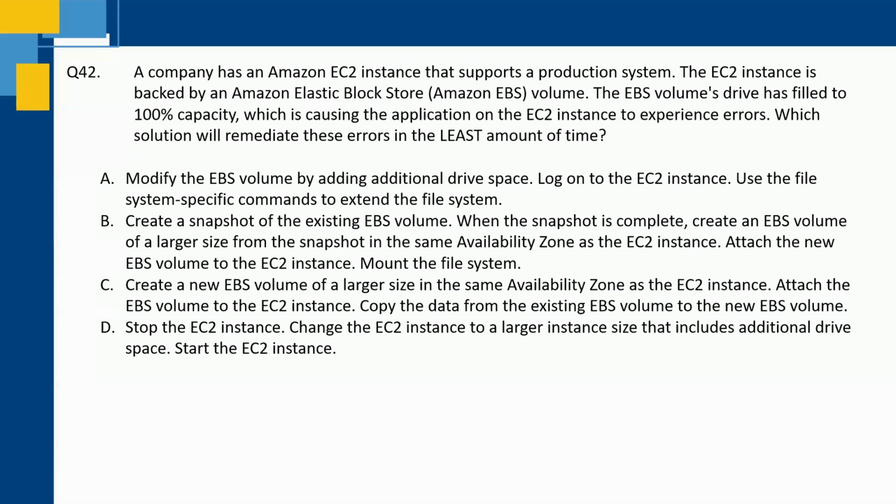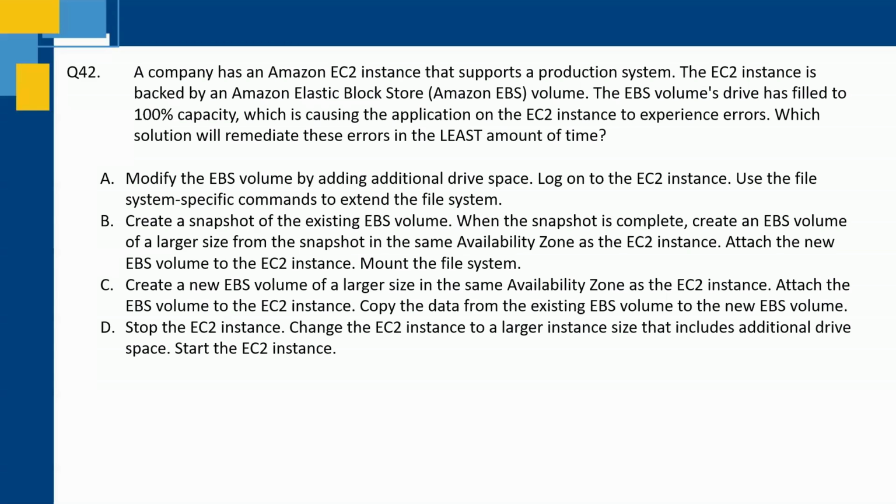Now the third option is create a new EBS volume of a larger size in the same availability zone as the EC2 instance. Attach the EBS volume to the EC2 instance and copy the data from the existing EBS volume to the new EBS volume. And friends, the final option is stop the EC2 instance, change the EC2 instance to a larger instance size that includes additional drive space, and start the EC2 instance.